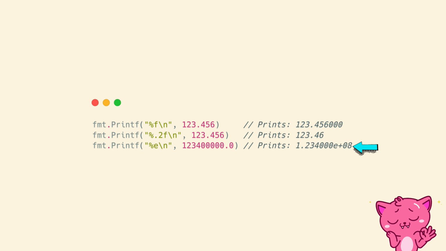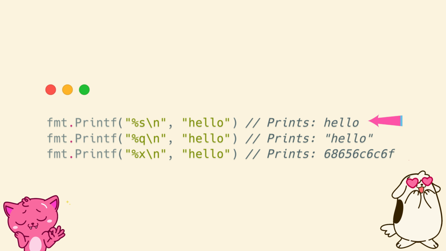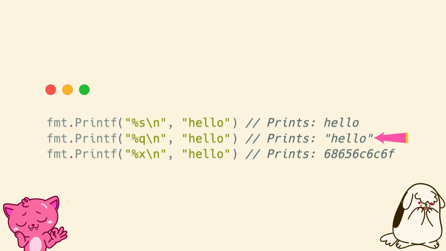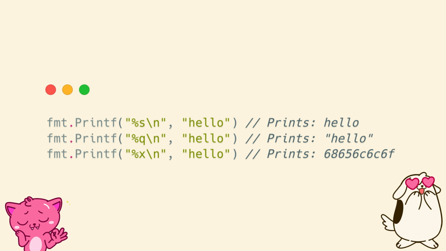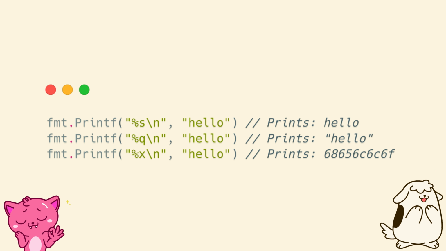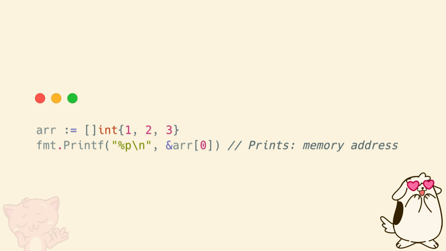What about strings? Whiskers and Buddy have something to say. Here's how we format strings in GoLang. We can format strings simply with %s. But if you want to add quotes around the string, use %q. You can even print strings in hexadecimal with %x. Here's hello in hex, 68656c6c6f. Now let's get technical.